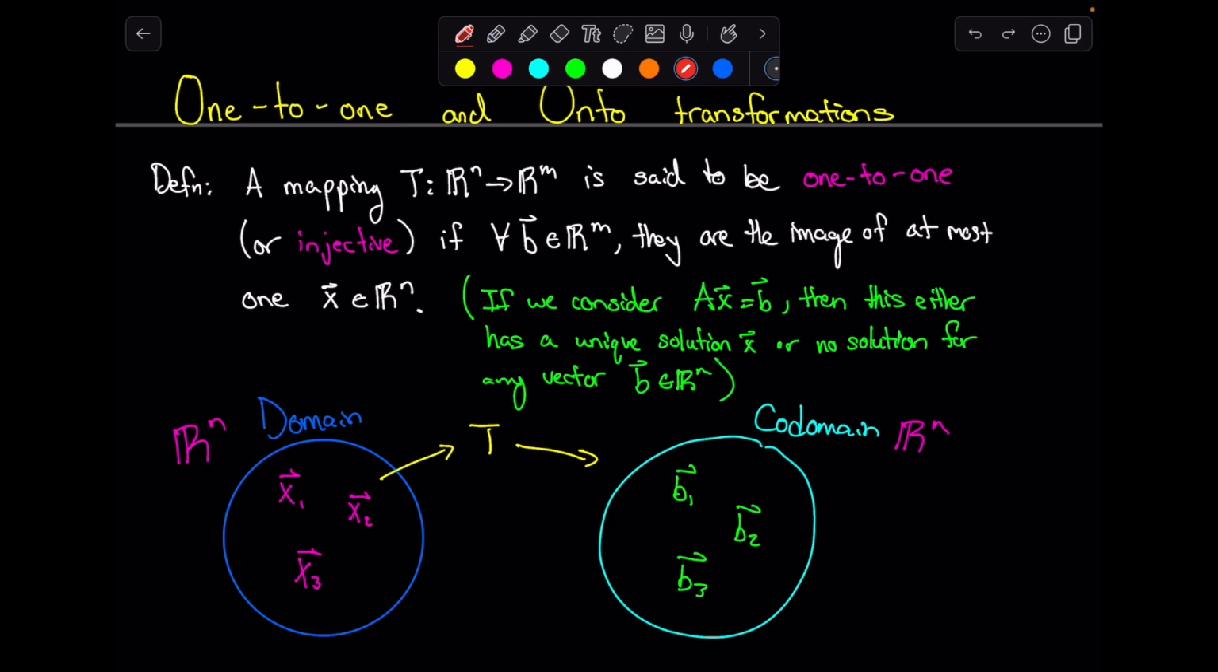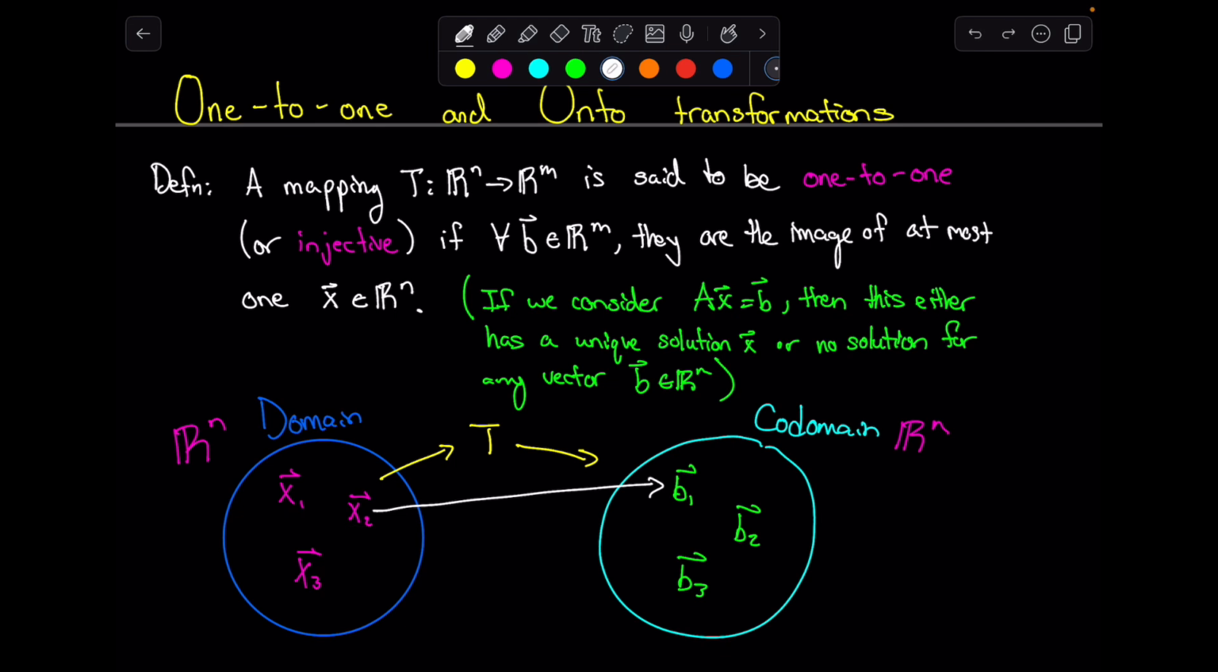So for one-to-one, we need this to happen. Now, one thing worth mentioning is that when we're talking about one-to-one, we're going to assume that all of these x values belong in our domain. So a very common question a student might ask is, hey, if I just do this, is this transformation one-to-one? And I would say, well, if you want to ask that question, you have three different x vectors here that live in the domain, but you're only considering one of them, which doesn't make any sense.